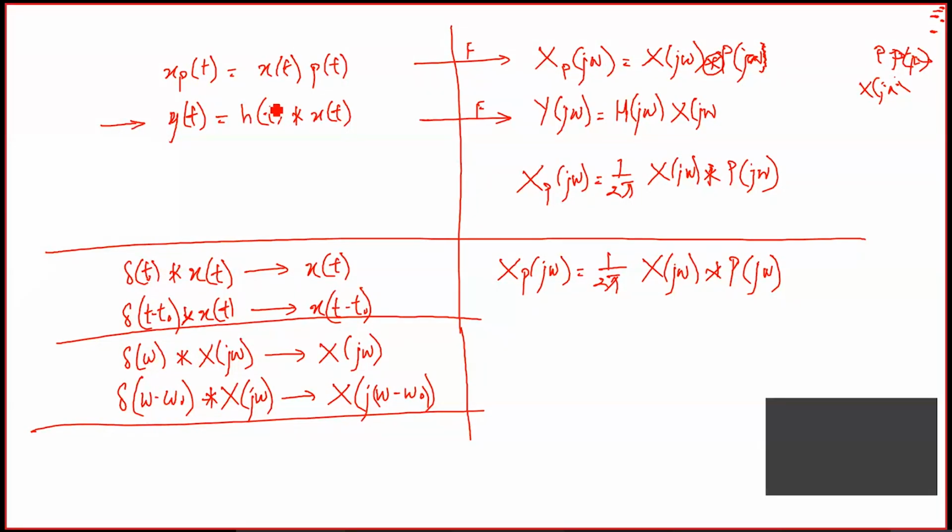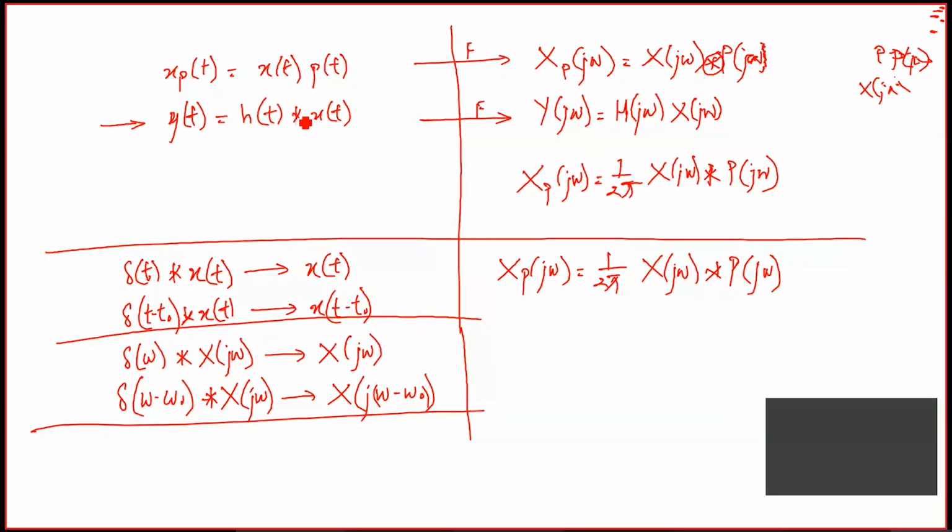So if you have multiplication, that ends up becoming convolution, but a scaling factor of 1 over 2 pi comes up. So this is just the linkage between the Fourier transform of a multiplication and the Fourier transform of a convolution.